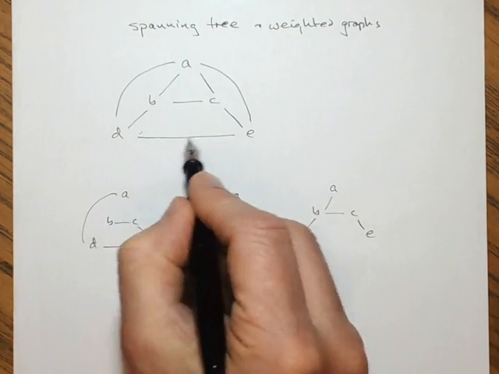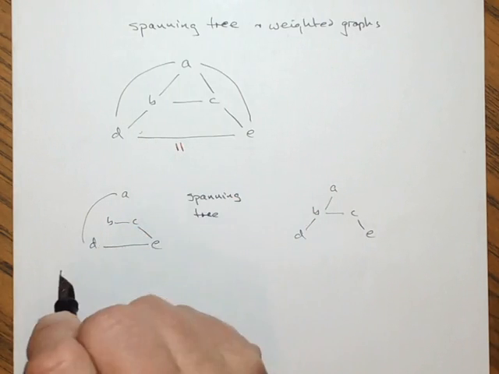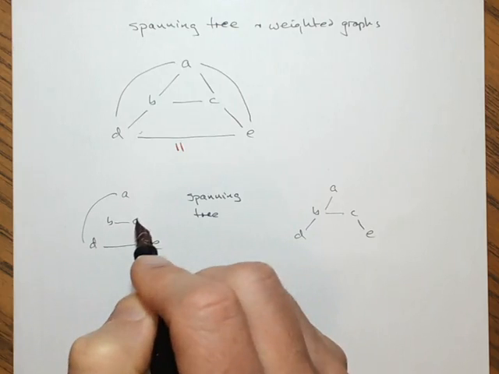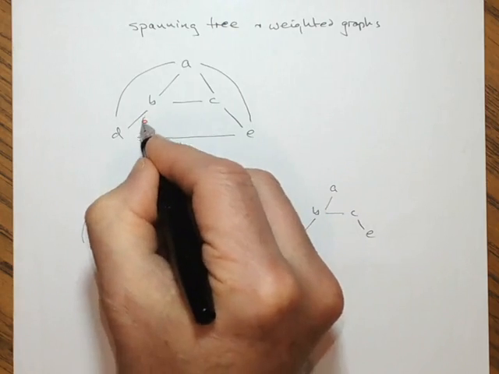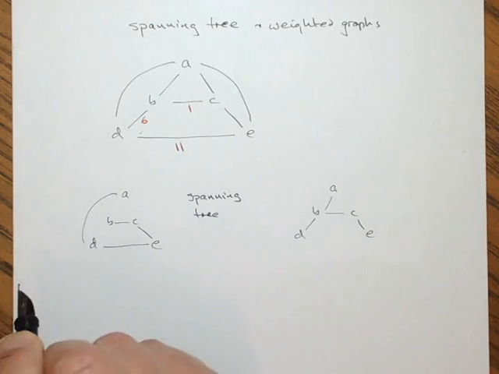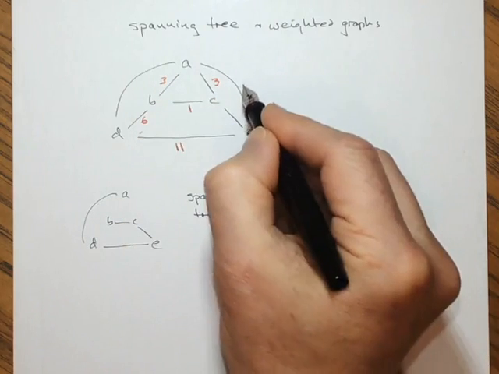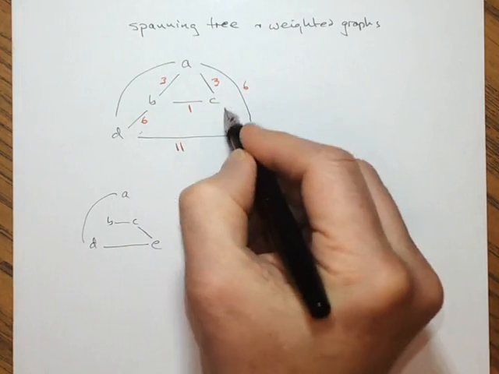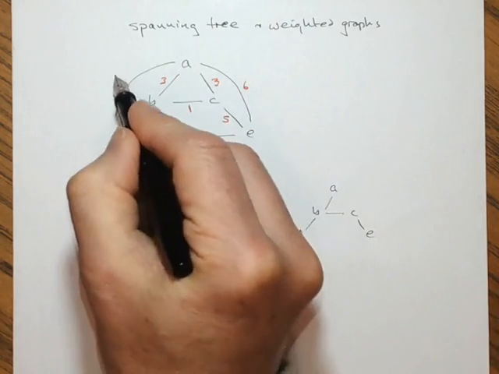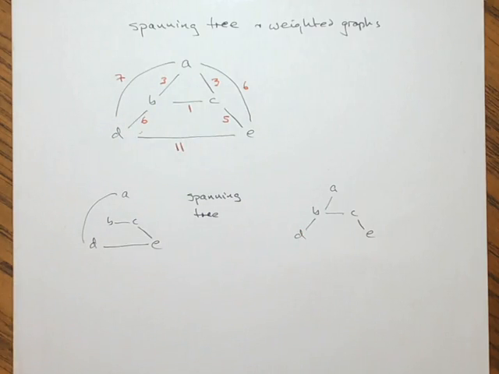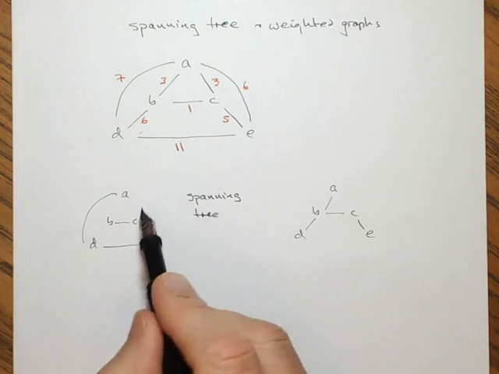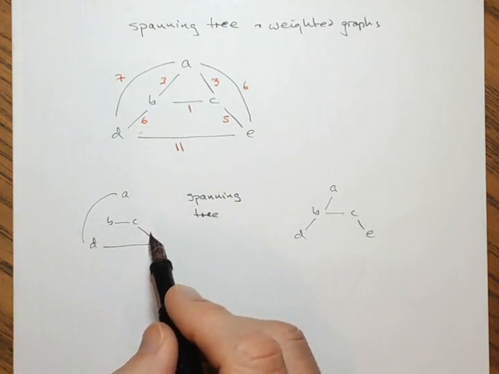So maybe D to E costs $11,000. So the idea is that we put a weight on each of the edges. And this one costs $6,000. This one costs $1,000. So $3,000. I'm just talking thousands of dollars. $6,000. Let's say this one is $5,000, and finally this one is $7,000. So then you ask yourself, how much does it cost to build a network which has the fewest edges, so the least amount of redundancy?